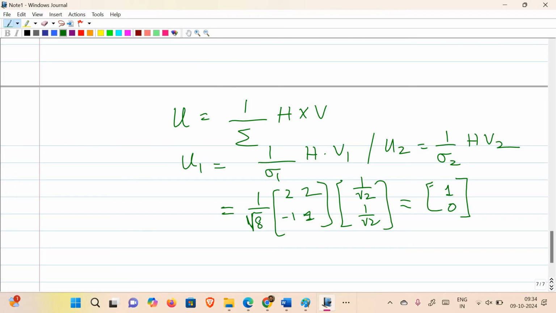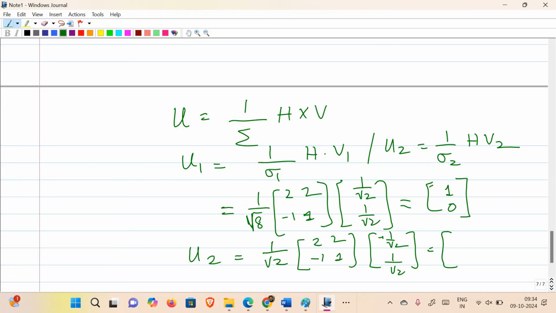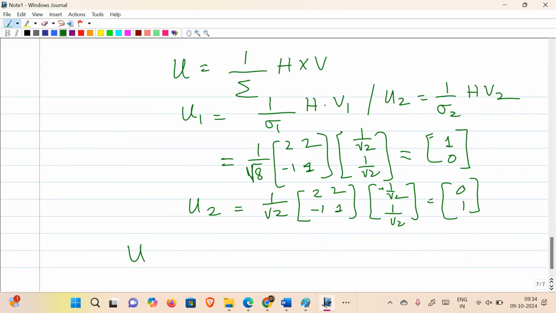This is the calculation, and the final answer is this. So this is my U1. Similarly, your U2, if you calculate, it will be 1 by square root 2, 2, 2, minus 1, 1, minus 1 by square root 2, 1 by square root 2. And if you calculate, it will come as 0, 1. So my U, which is a combination of the columns U1, U2, is nothing but 1, 0, 0, 1.